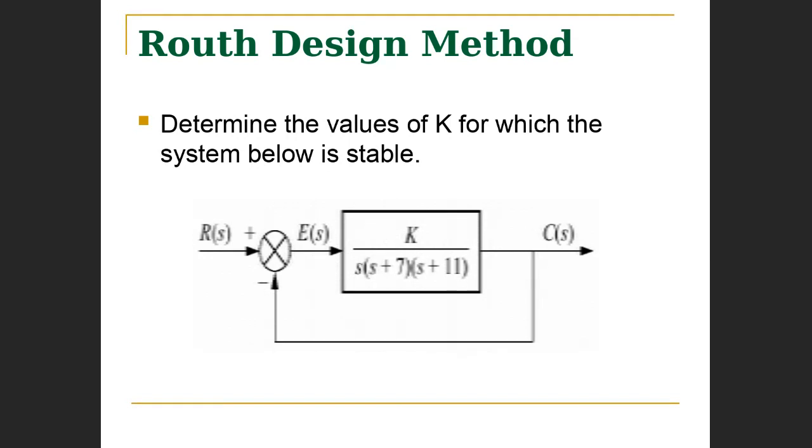K. Go ahead, please. K times ES over S into S plus 1 times S plus 11. Why did you say KES? Well, if we look at the node, we can see that ES is going into the block. Okay, the transfer function will be K over S into S plus 7, S plus 11.